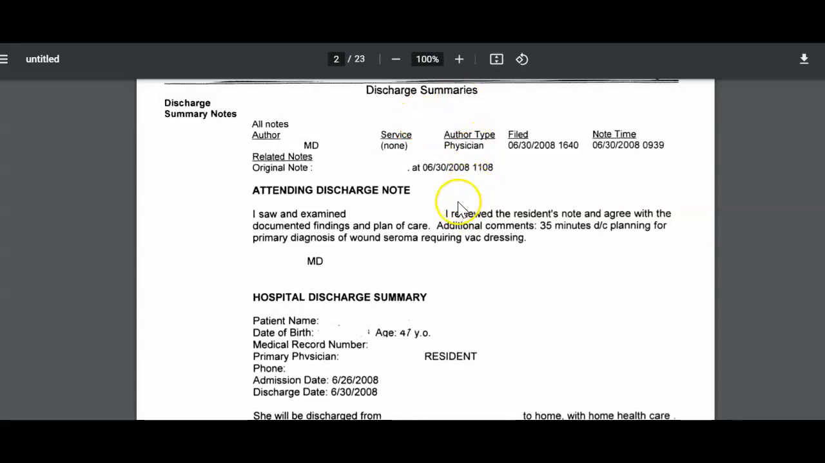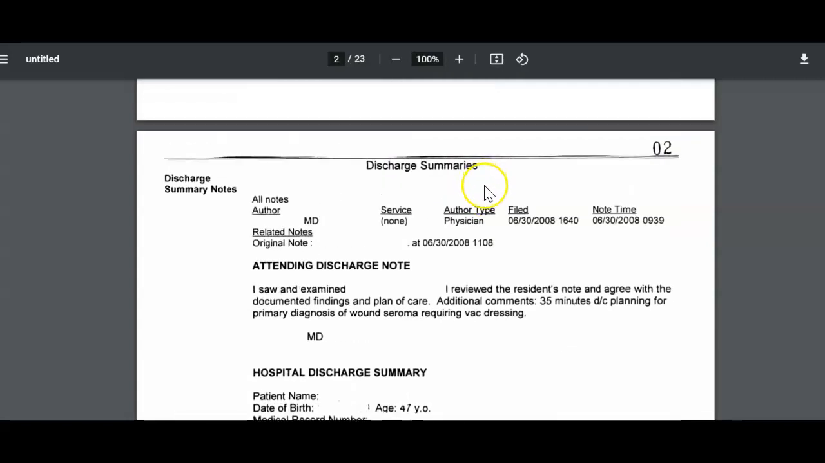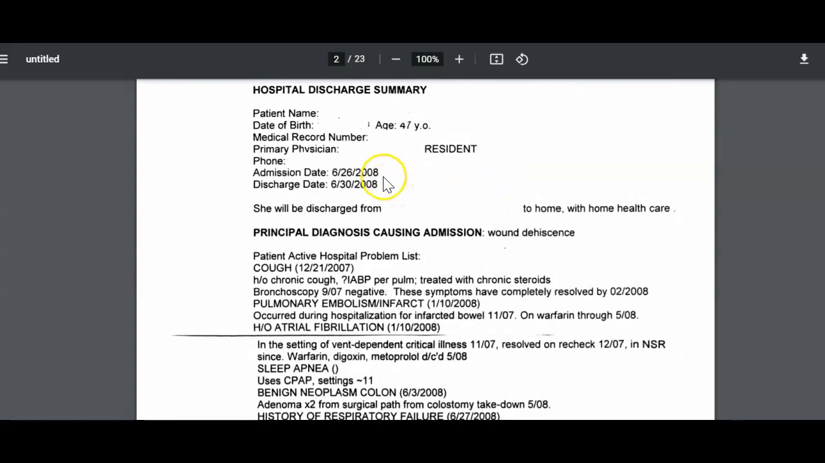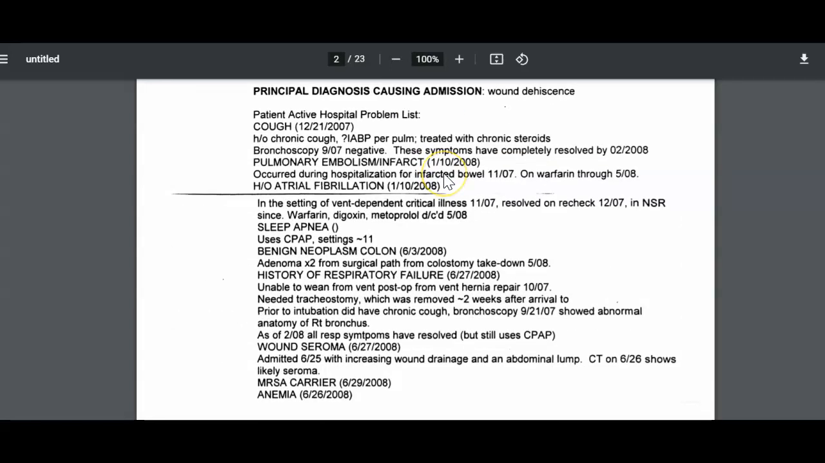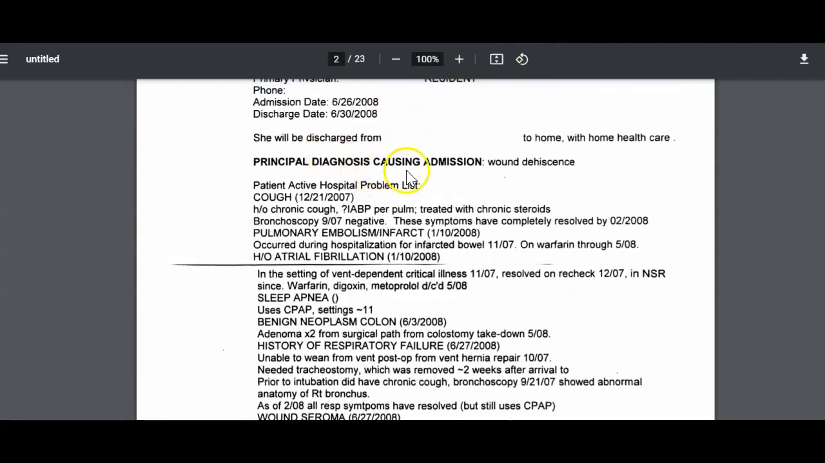The first page is the discharge summary. One thing to keep in mind, yes, I know these are from 2008, but they are still very good charts. They're nice charts for students to learn from. We have these from AHIMA. So let's start off here with principal diagnosis causing admission. So the wound is oozing, it's open.